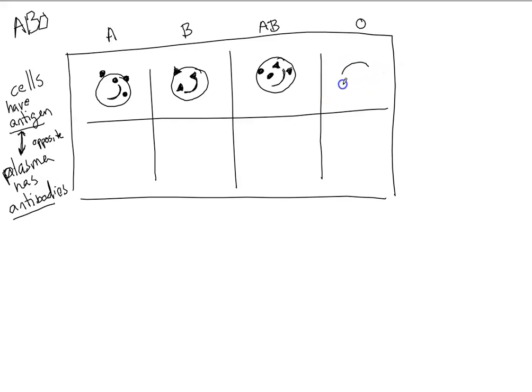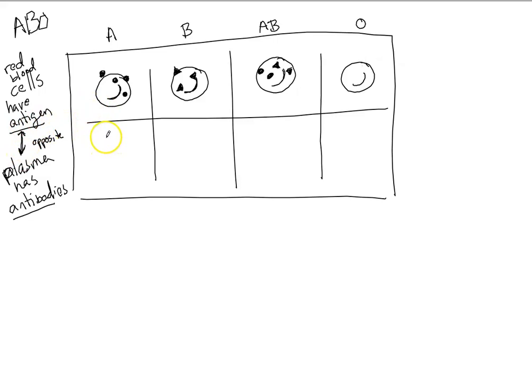The O-type is not another surface protein. It is an absence of surface proteins on the red blood cell. In case I haven't made this clear enough, these are red blood cells, not any other kind of blood cell. So the O-type, the O is basically a null, a zero, right? It just means absence of surface proteins. It has no name tag. It's gone.